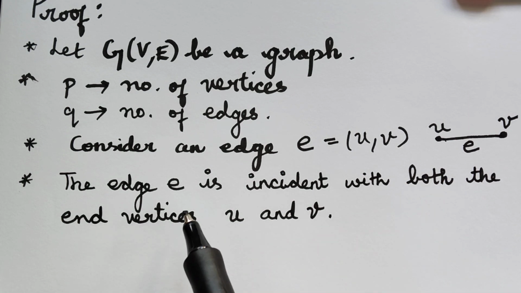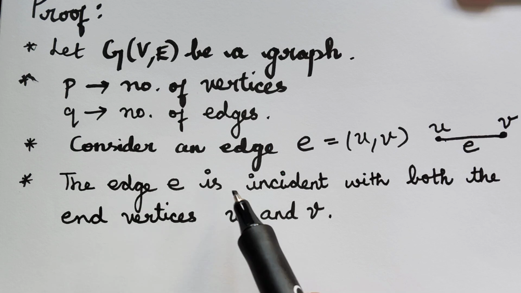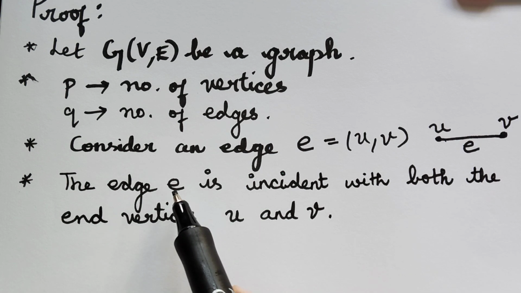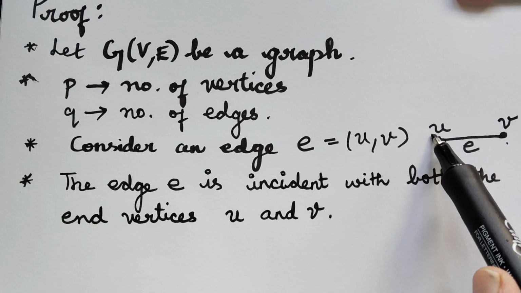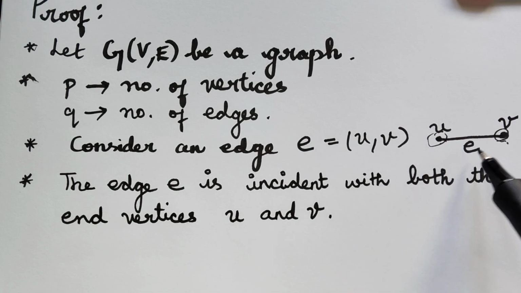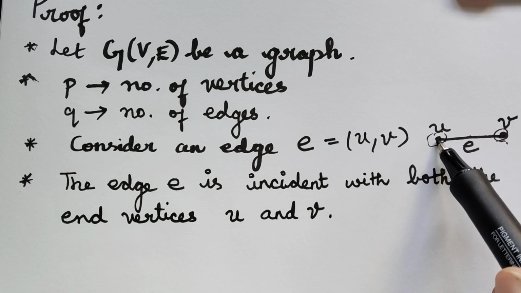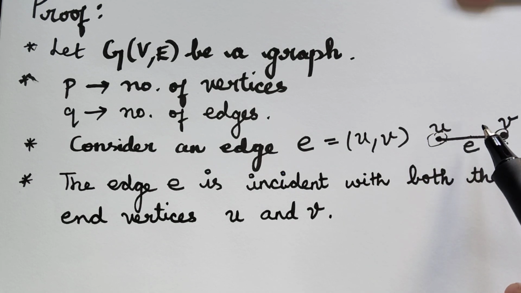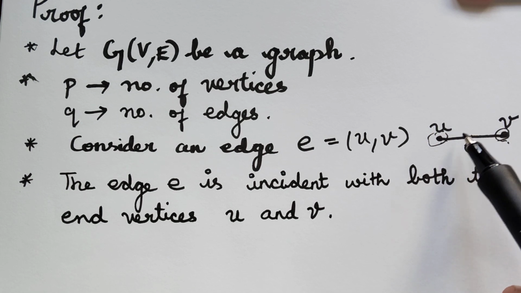Now what will be the contribution of the edge E to the sum of the degree of the vertices of G? How many degrees will this one edge contribute? Here you will be having 1 degree and here also you will be having 1 degree. So in total, if you consider one edge of the graph G, it will contribute 2 to the sum of the degrees of the vertices.